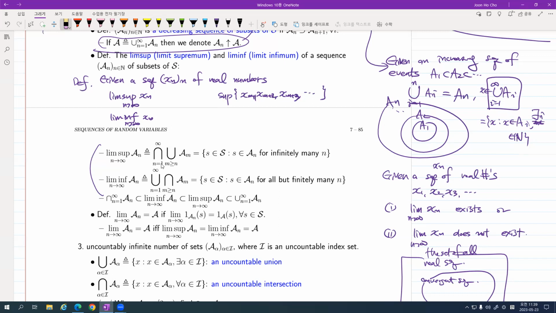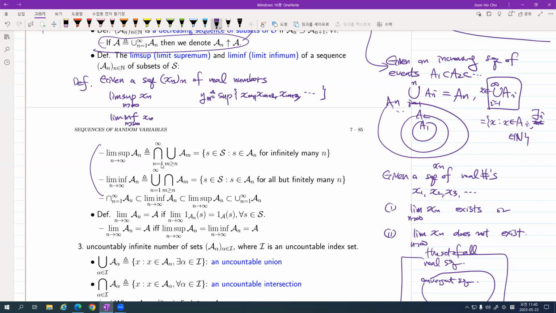And what is this one, by the way? If you view this as something parameterized by m, it's a sequence. You can define this as a new sequence, y sub m. What's the property of the sequence y sub m? Let's see. Let's consider y sub 1. What is that? Supremum of the entire terms in the sequence, right?